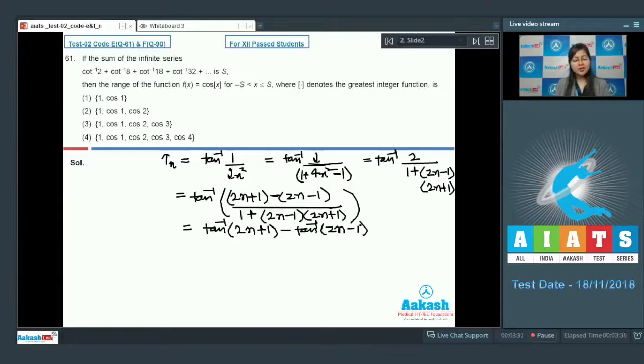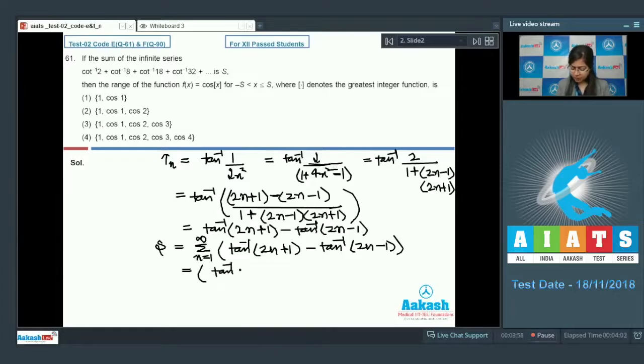So this is the nth term, but we have to find the sum of the infinite series. So S can be written equal to summation of n going from 1 to infinity of tan inverse (2n plus 1) minus tan inverse (2n minus 1), right? So expanding this, if I put n equal to 1, I will get tan inverse 3 minus tan inverse 1, plus, putting n equal to 2, we will get tan inverse 5 minus tan inverse 3, right? So like this, the terms will cancel out.